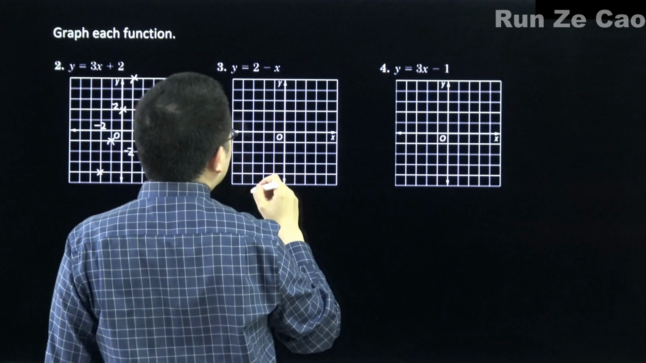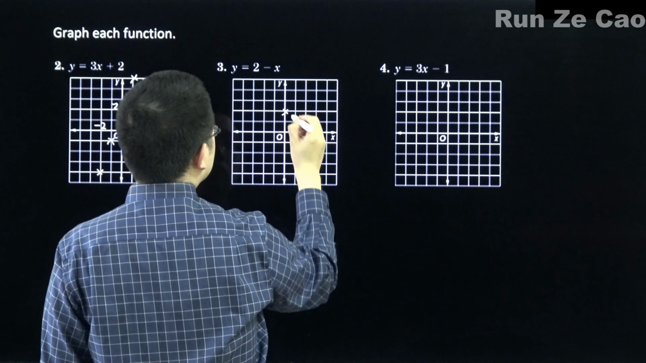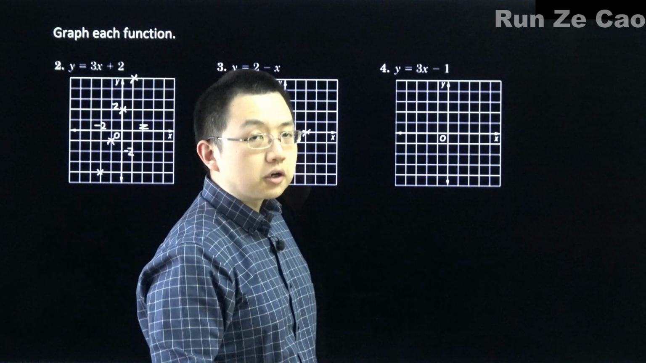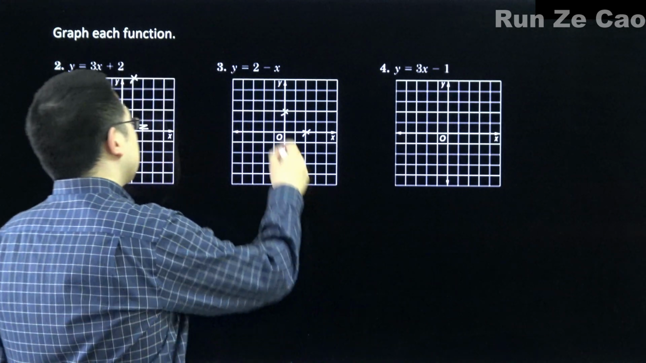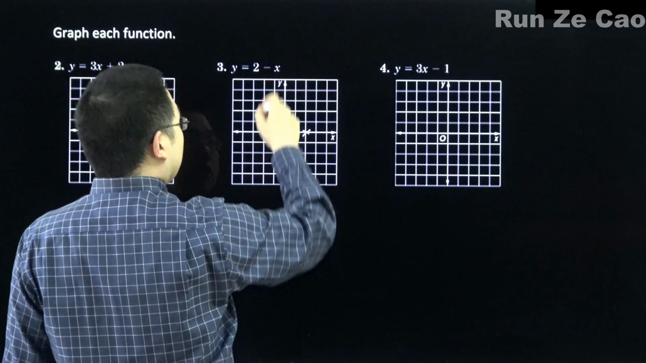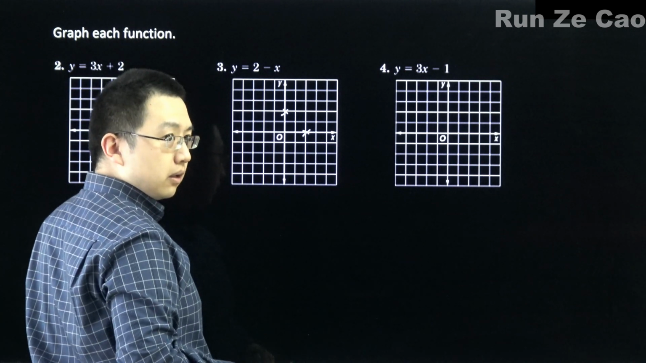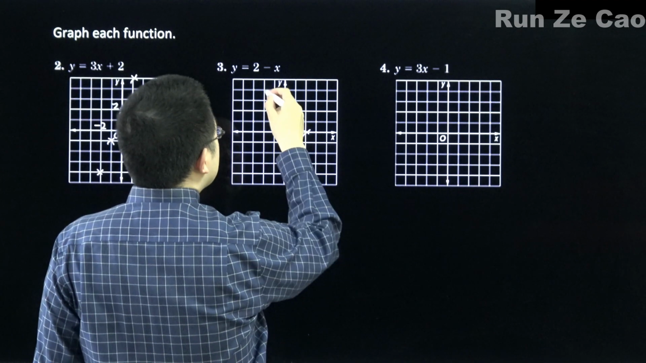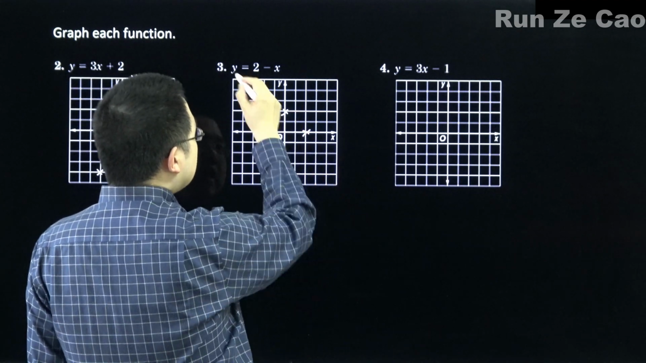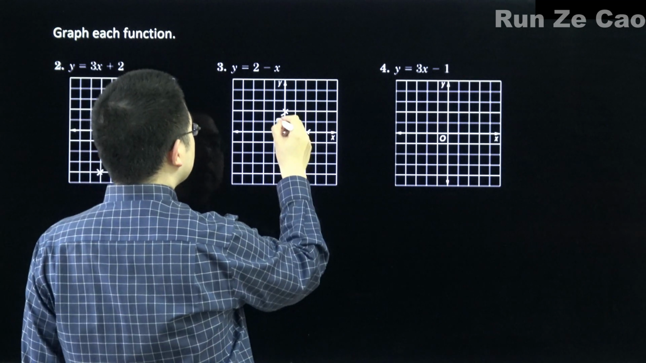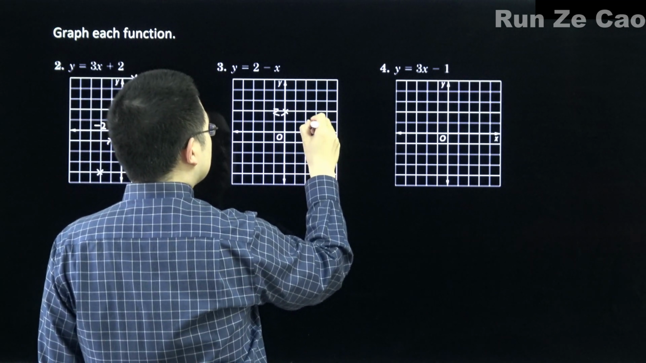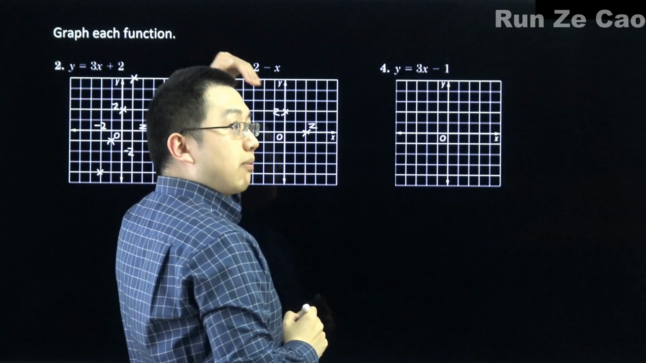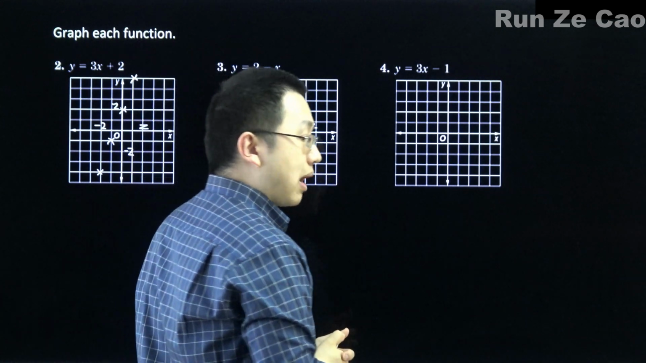Okay, 2 minus x. Well, when x equals 0, this is 2. When x equals 2, this is 0. Actually, you only need 2 points because this is linear. How do we know it's linear? It's because it's not, say, x squared or square root of x or something. We have a constant multiple of x. So the change in y for every change in x is going to stay the same. This is going to slope downward because it's y equals 2 minus x. As x gets bigger, y gets smaller.